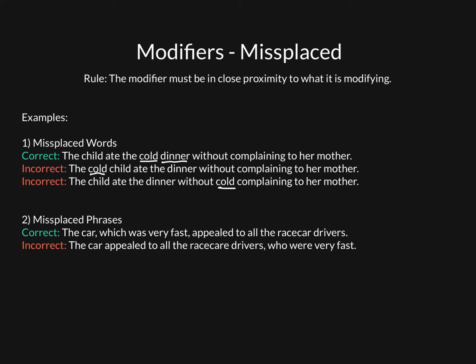Meaning, in this sentence, we have the car, which was very fast, appealed to all the race car drivers. So the modifier is which was very fast, and that's describing the car. Then in the next sentence, we have the car appealed to all the race car drivers who were very fast. So now we have the same modifier, who were very fast, but in this case, it's describing the race car drivers. So we have to think of ourselves, which is the correct option? Is the car very fast, or are the race car drivers very fast? And in this case, the car is going to be very fast. Therefore, we know that the first option is the correct option.